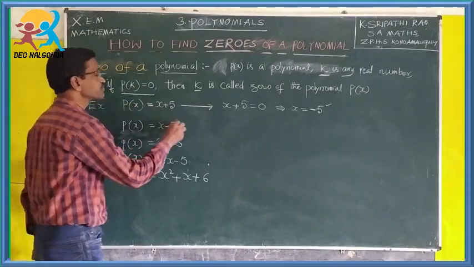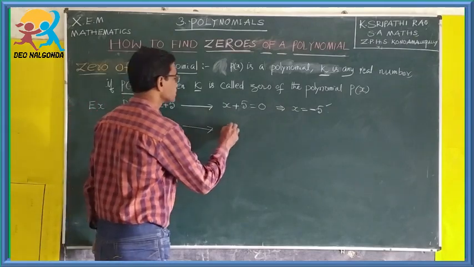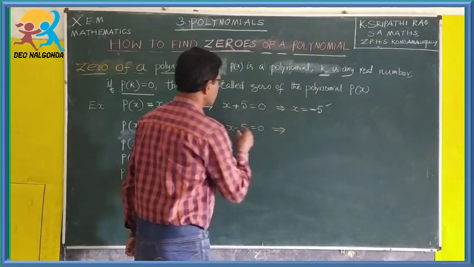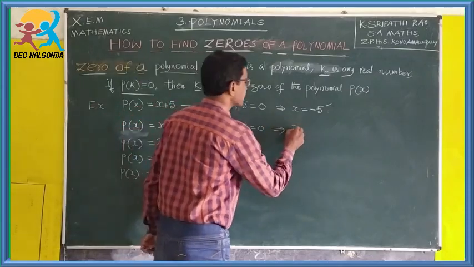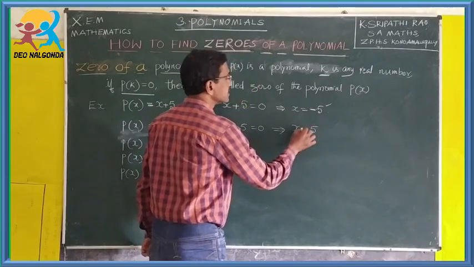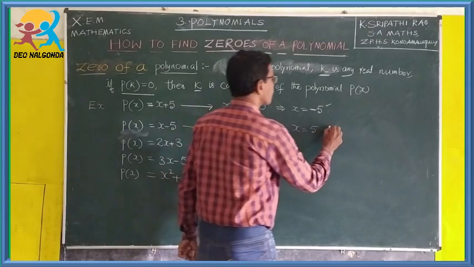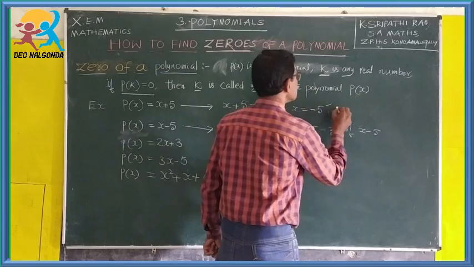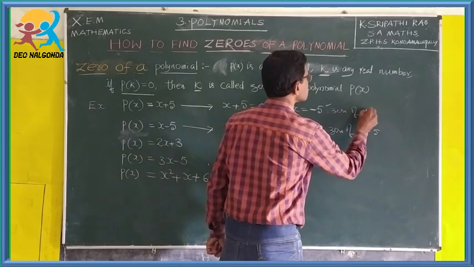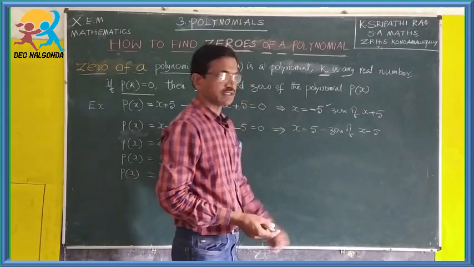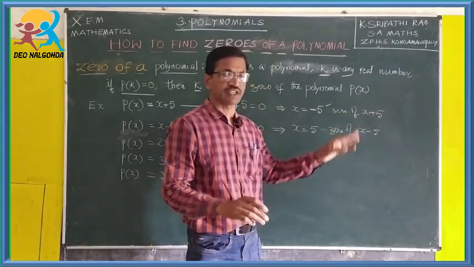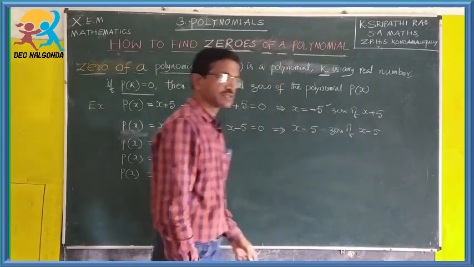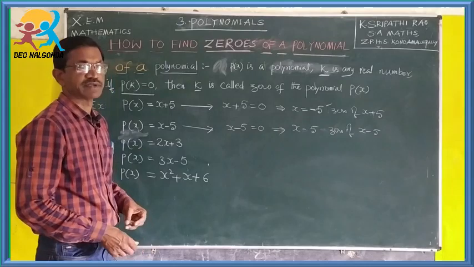In the next example, we can find it like this also. Make it equal to 0, then this implies, by transposing minus 5 to the right side, we will get plus 5. x is equal to 5. This is the 0 of x minus 5. This is the 0 of x plus 5. You can verify whether this value gives 0 or not. Minus 5 plus 5 is 0, plus 5 minus 5 is 0. So, in this way we can find the 0 of the polynomial.